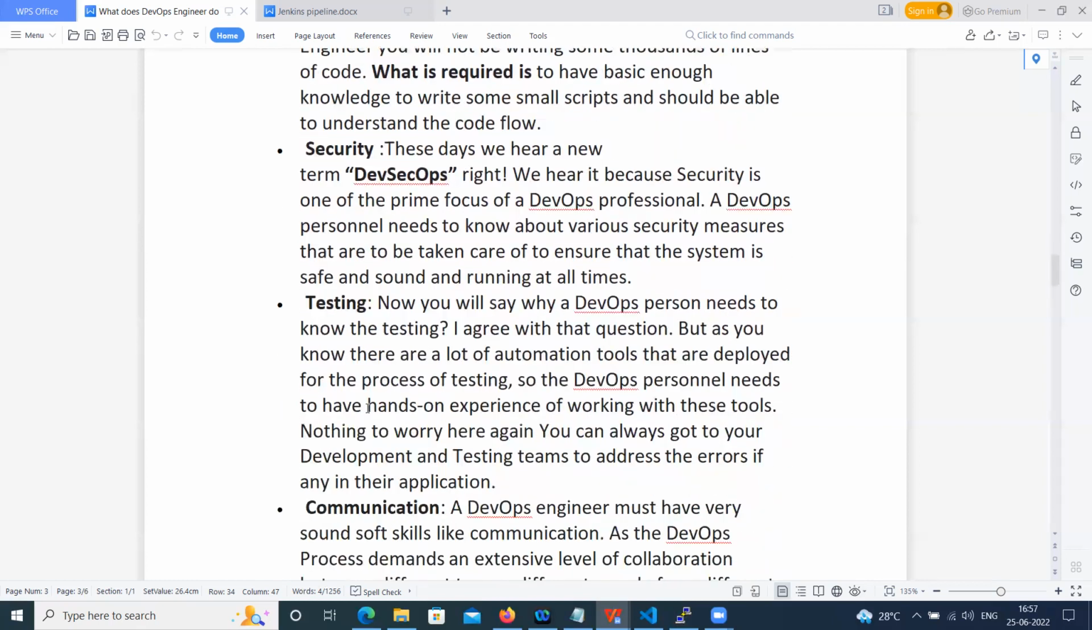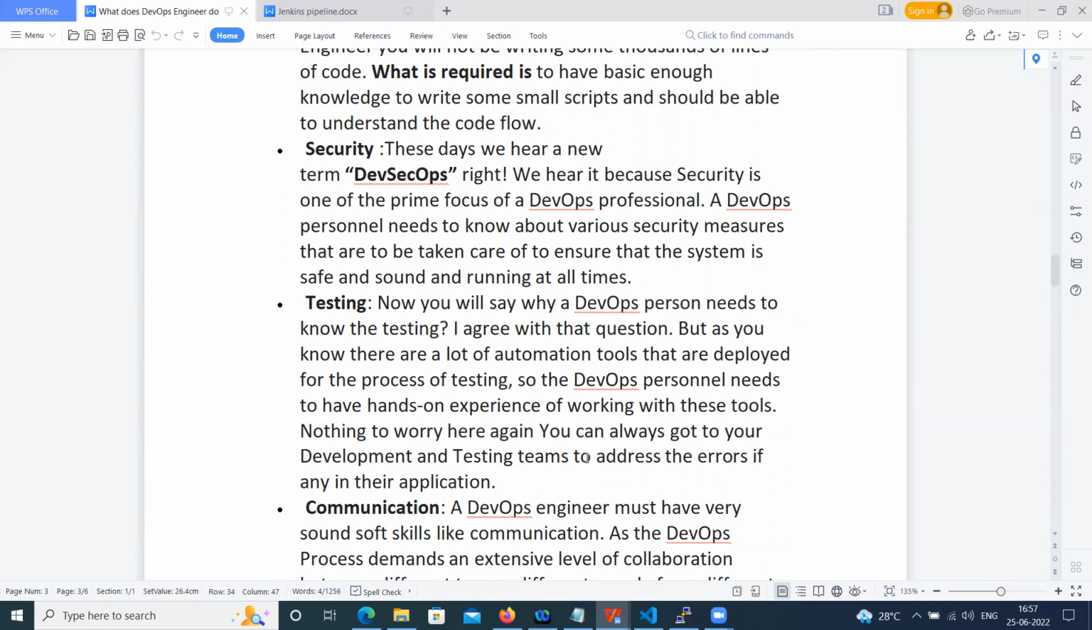Next, for a DevOps engineer, you should have knowledge about testing also. Now you will ask why a DevOps person needs to know about testing. But as you know, there are a lot of automation tools deployed for the process of testing. So the DevOps person needs to have hands-on experience working with these tools. Nothing to worry here again. You can always go to your development and testing team to address the errors, if any, in their application.